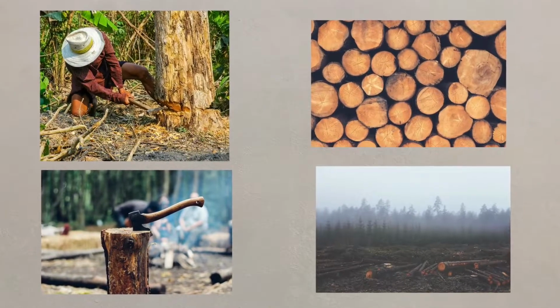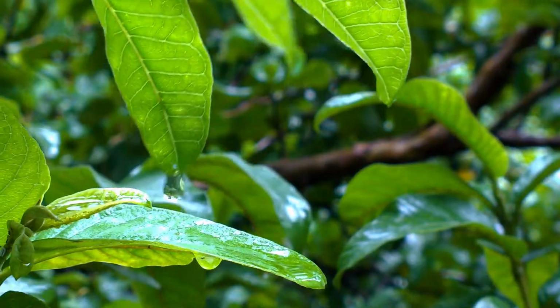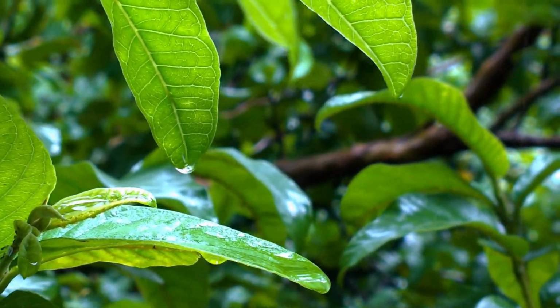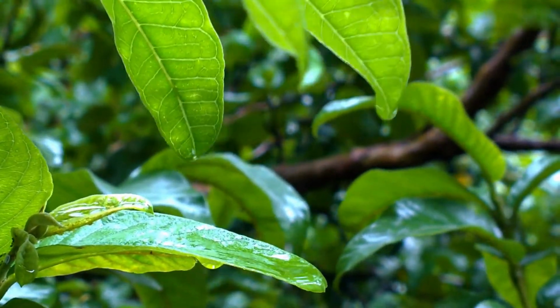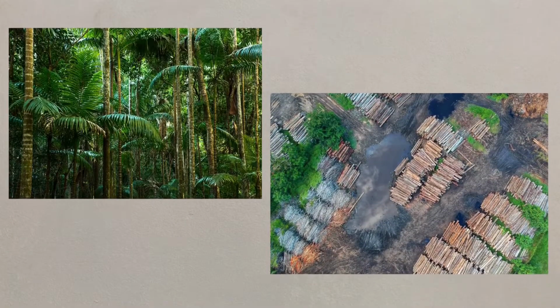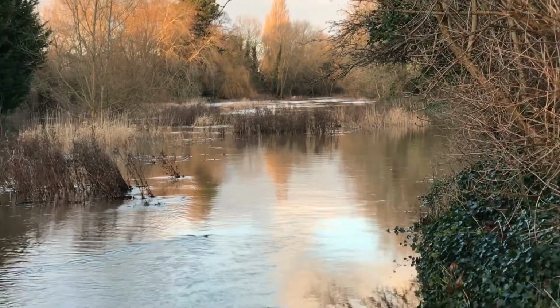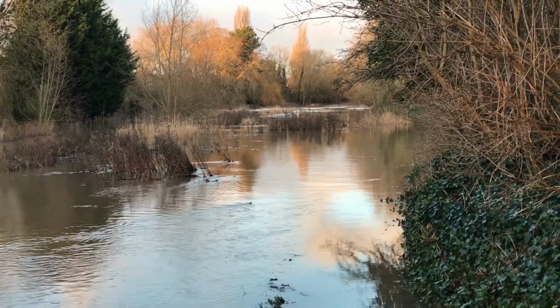Human factors include deforestation. Trees intercept and store water on their leaves and branches, with some of this being evaporated. Trees also use a lot of water as they grow, so when deforestation occurs, water that would have been stored or used is now free to move towards river channels, increasing the flood risk.